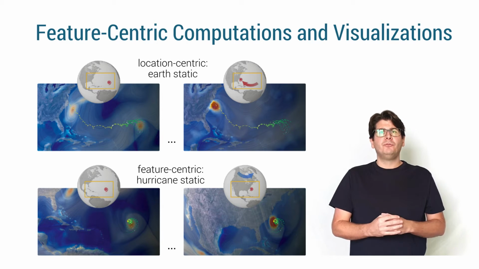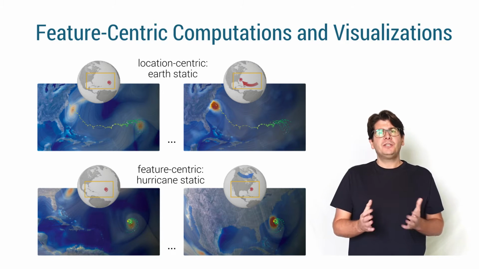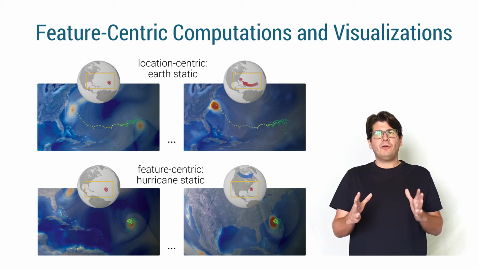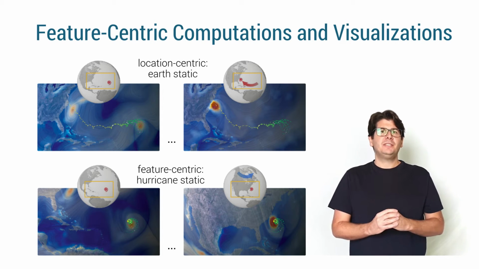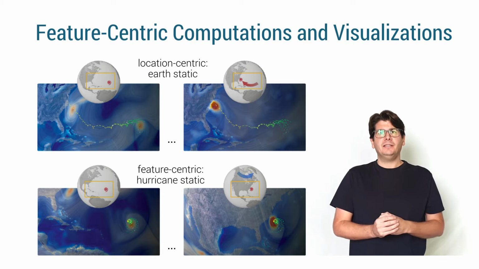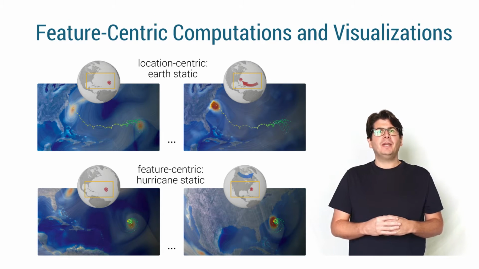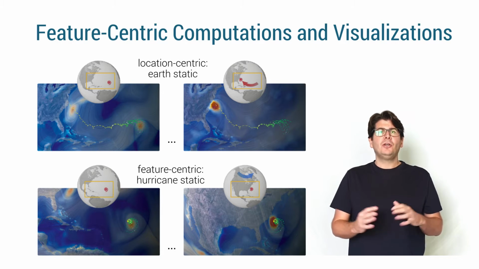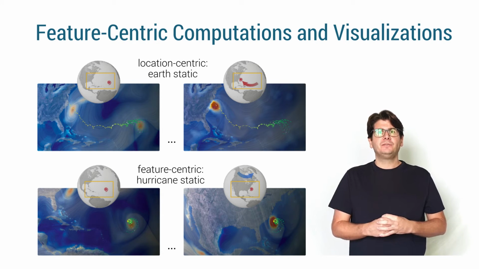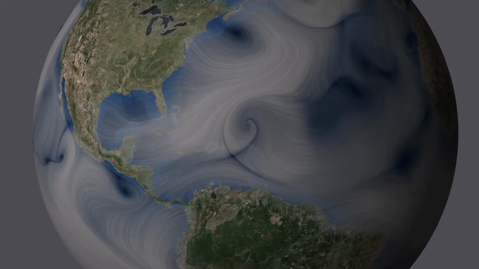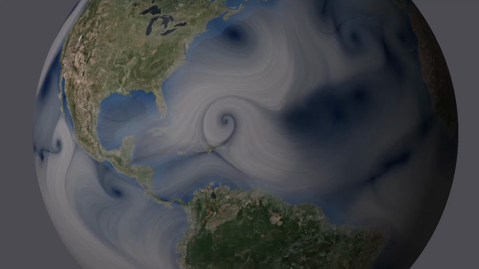and the hurricane moving, while a feature-centric visualization would keep the hurricane at the center of the visualization static and move the Earth underneath. One benefit of our approach is that we can switch from a location-centric visualization to a feature-centric visualization. Here we show a result of our approach that illustrates the difference.